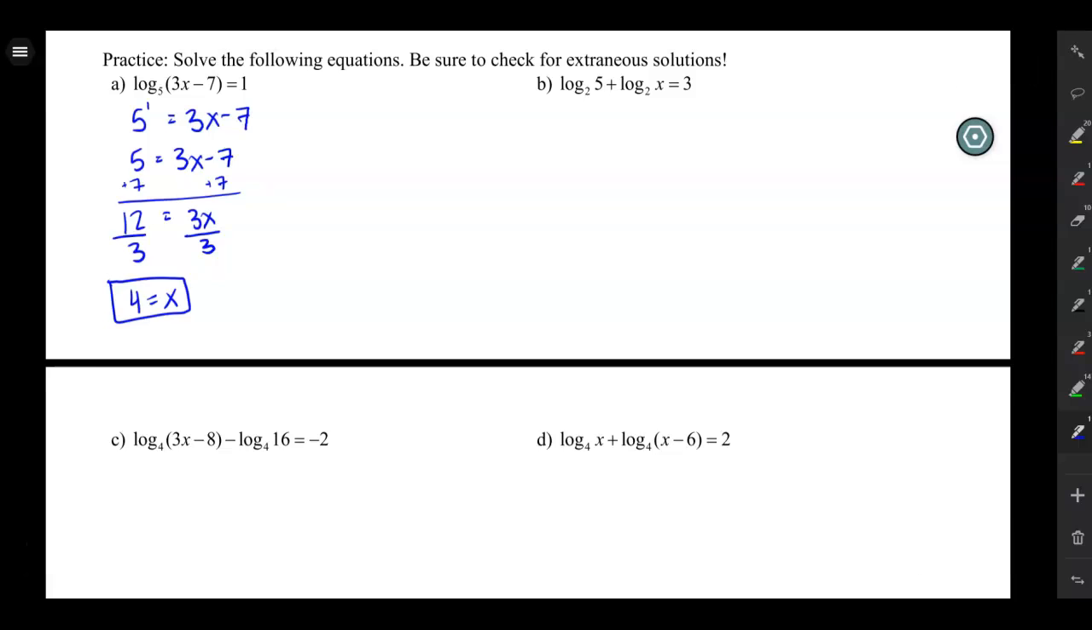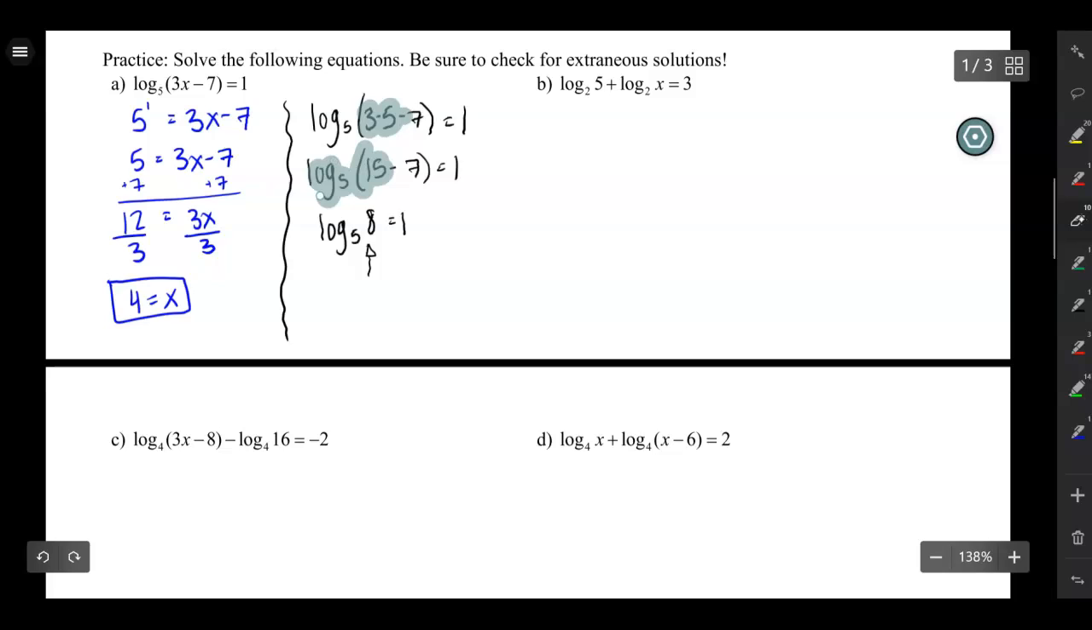So that is my solution. Now what we want to do is check for extraneous solutions, always. So I'm just going to do that in my black pen over here. I'm just going to take that 4, and I'm going to plug it into my equation. So let me just erase this mess.